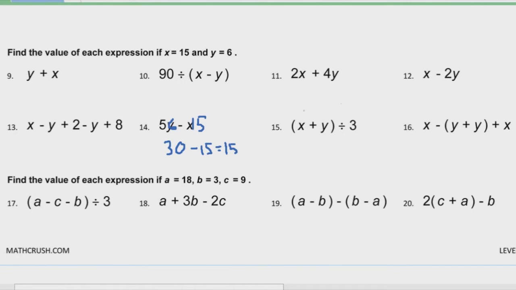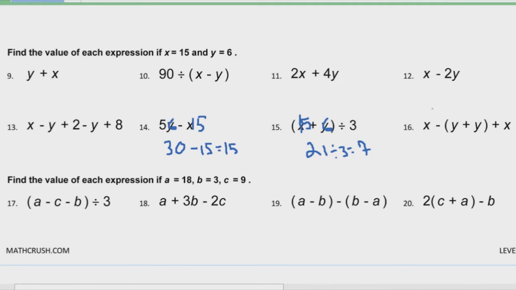Problem number 15, you're going to have an x, which is 15. You're going to have a y, which is 6. You got divided by 3, but remember you do whatever's in parentheses first. So 15 plus 6 is 21. Divided by 3 will give you 7.